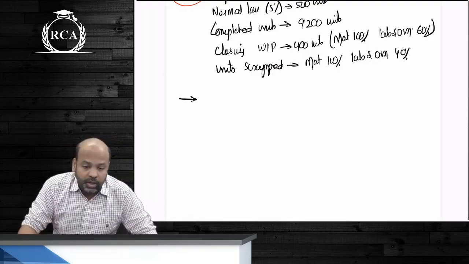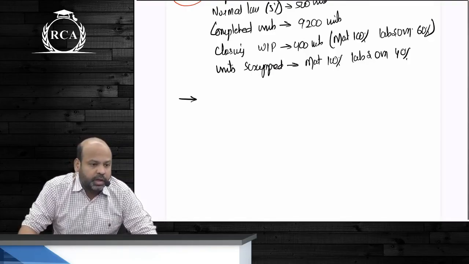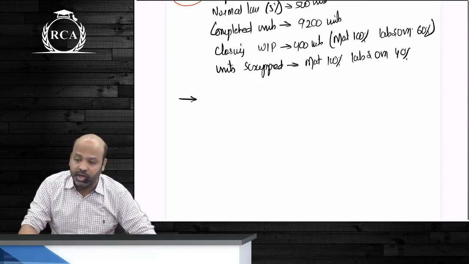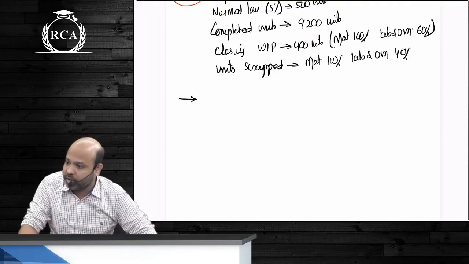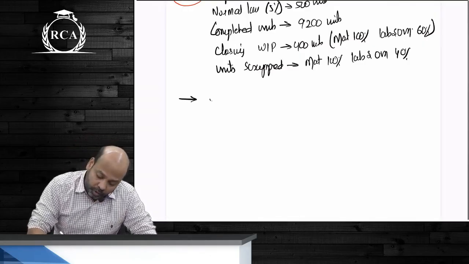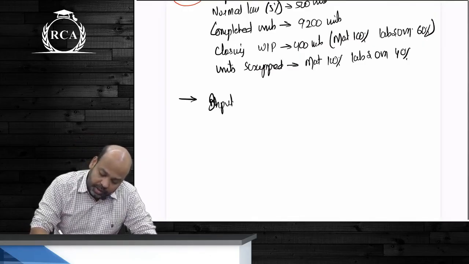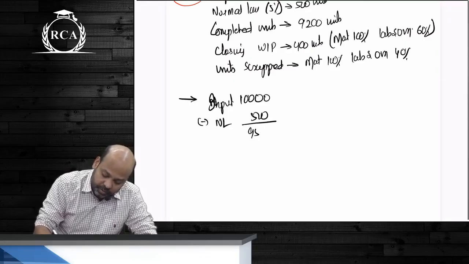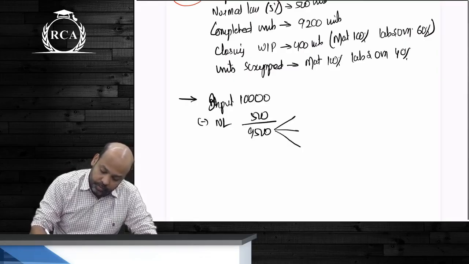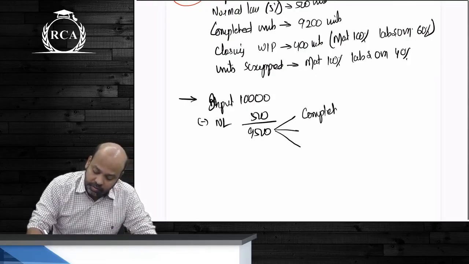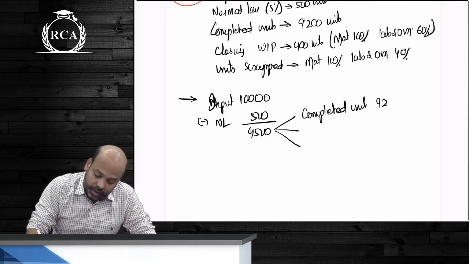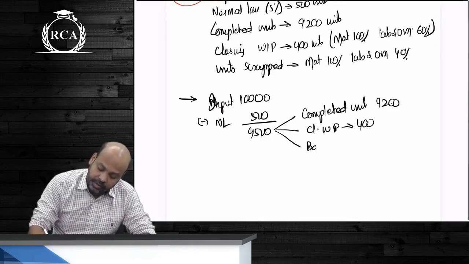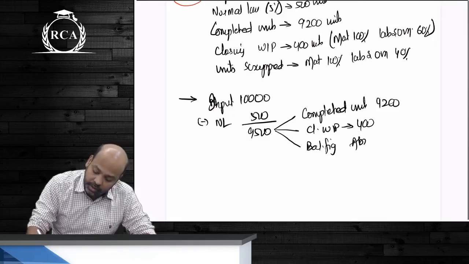Now beta, pay attention. There is going to be abnormal gain in the given question guys, and when there is abnormal gain, the degree of completion given for units scrapped is useless. It's not relevant. My input was 10,000 units; if I deduct the normal loss of 500 units, I should be left with what? But my completed units are 9,200 units, and my closing work in progress is how many units? 400 units. The balancing figure guys is going to be abnormal gain.